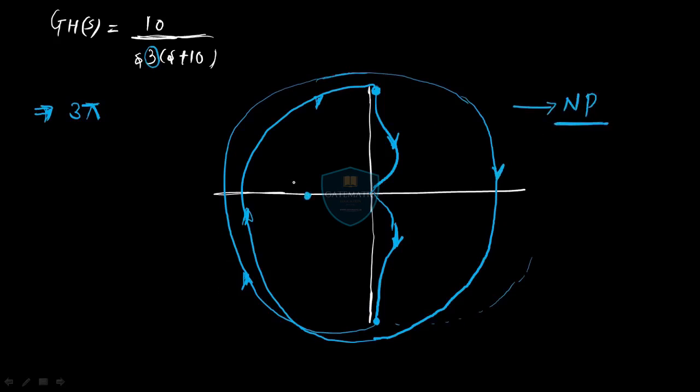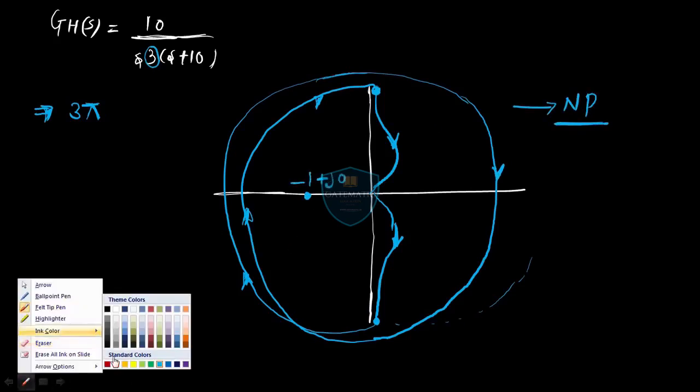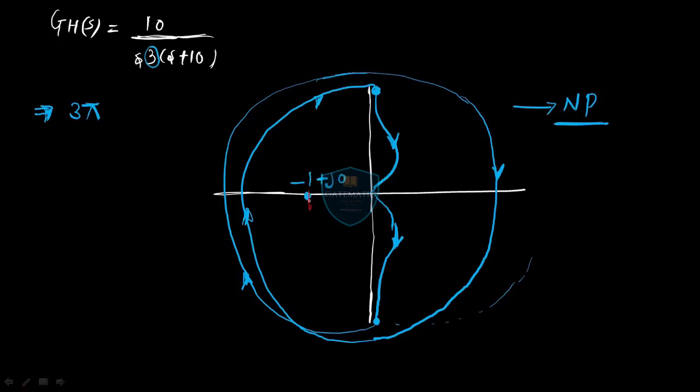I will check the stability at the point minus 1 plus j0. Here is the point. From this point, let me draw the line. This line is cut by these two lines, one the upper one, one the lower one. Let me clear this, otherwise you will confuse yourselves. So you are getting 2 points, and the direction is clockwise here also, and here also. Minus 1, minus 1. For this question, N is minus 2.